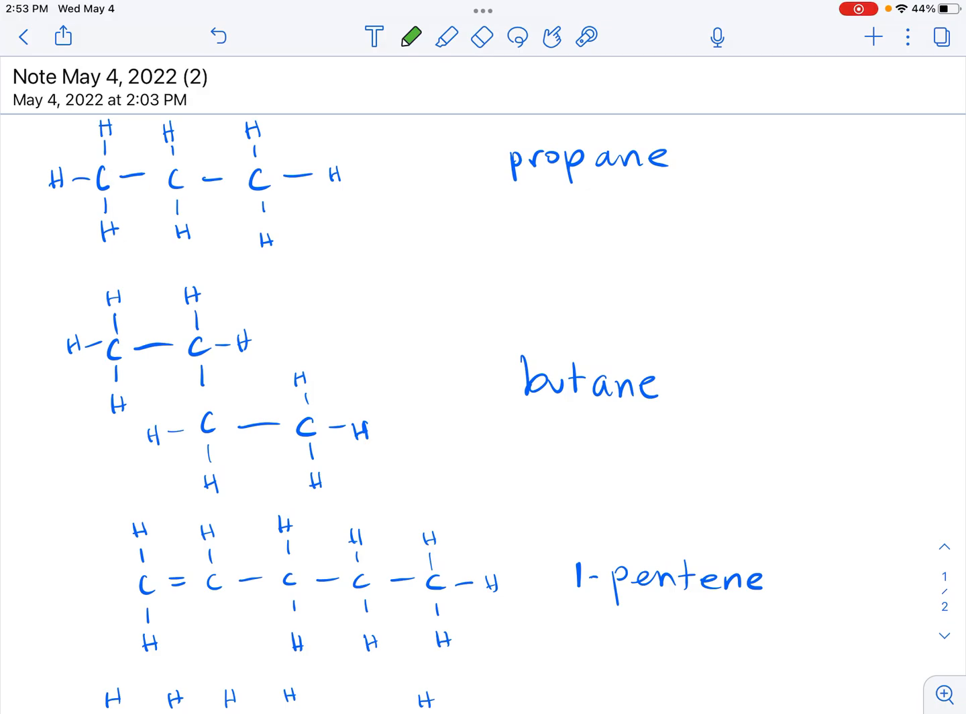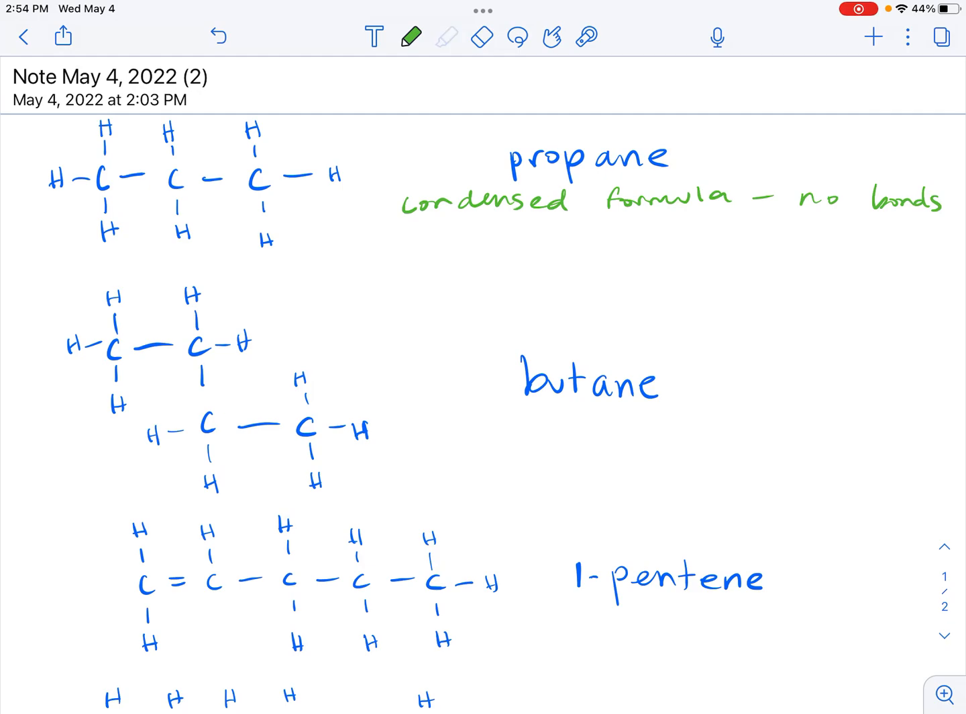So the first one is called the condensed formula. I'm just going to use these as examples. These are the notes from the other day. In the condensed formula, guess what? You just get rid of all of the lines, and you read it left to right. So there are no bonds in a condensed formula. You're just straight up writing it.